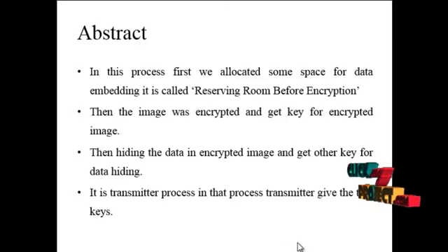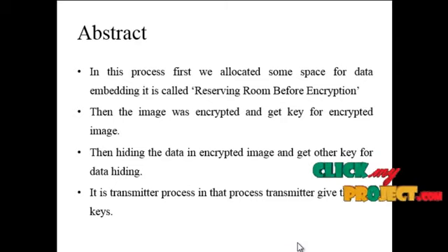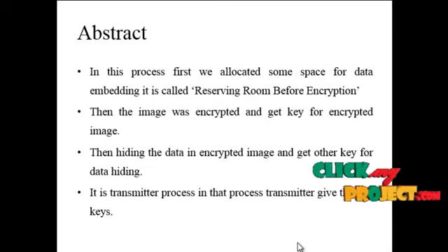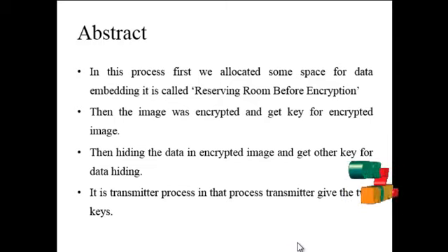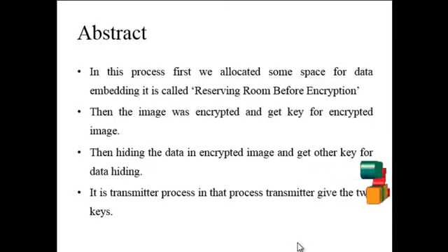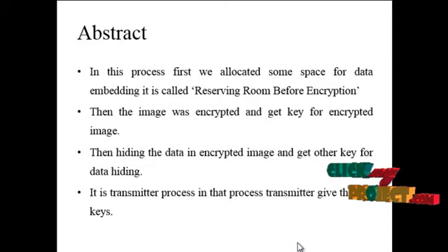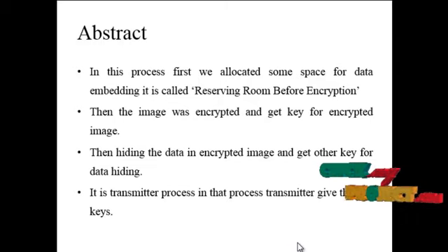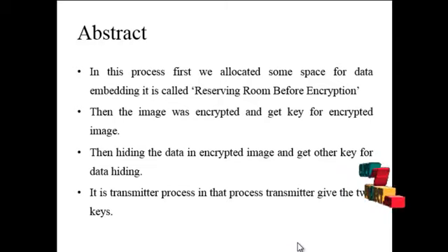In this process, we use reserving room before encryption for data hiding. Reserving room before encryption helps improve the accuracy of the data hiding process. A high amount of data can be hidden during data hiding. The reserving room allocates space in the image before the encryption. Some space is allocated for data hiding before the image is encrypted. It helps to increase the data hiding capacity in the input image.